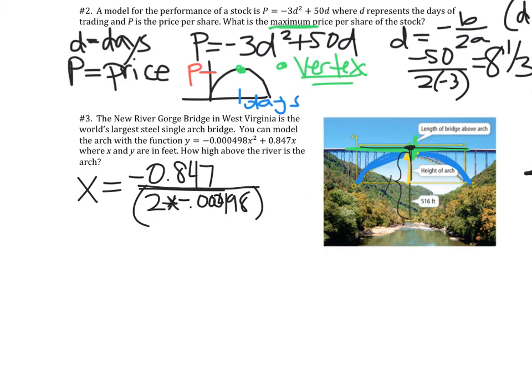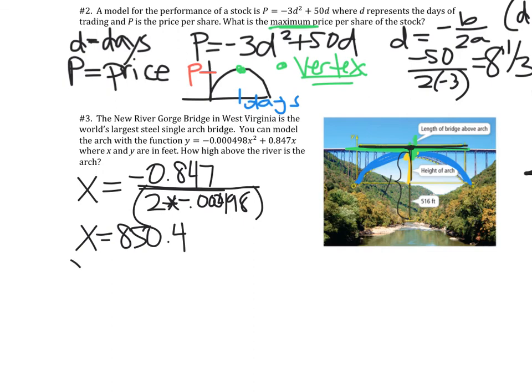Do negative 0.847 divided by parentheses 2 times negative 0.000498. Close parentheses. 850.4. Okay, so that's just the x. That's going across this way. And now we need to find out what the y is.